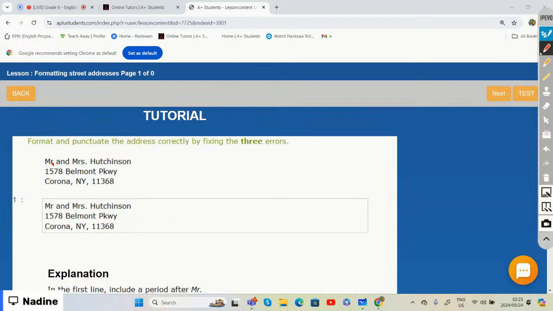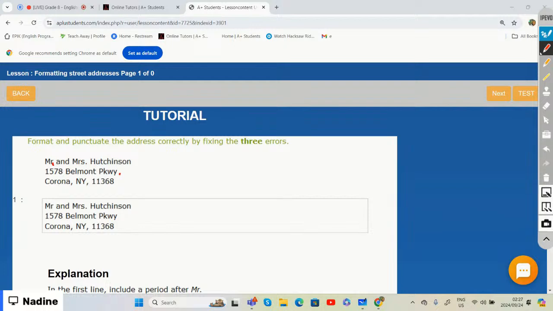The next one says 1578 Belmont PKWY. What do you think might be the error within that line or somewhere in that line? And if you look at the error that must be in this line, you must say there needs to be a period after PKWY. That is when you're writing an address, write the period after PKWY.